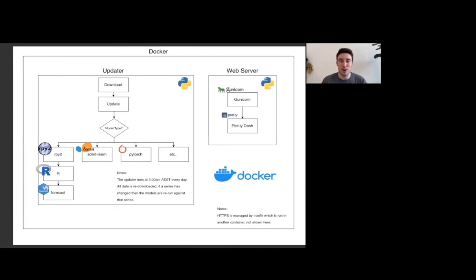The web server is quite straightforward, much simpler in comparison in terms of explaining things, but it's still quite a lot of code going on the web server side of things. The main two components of the web server are Green Unicorn, which is the web server, and then Plotly Dash. Plotly Dash is a way to build interactive dashboards, and what you see on the website is entirely built on Plotly Dash.